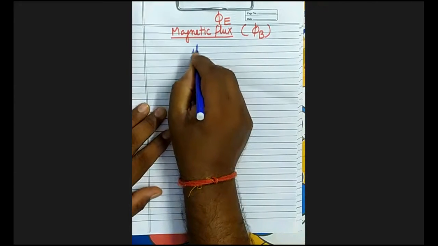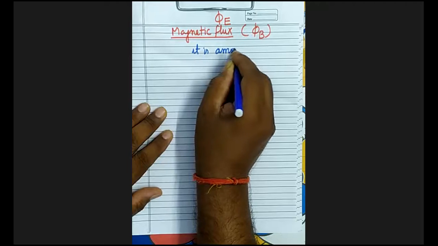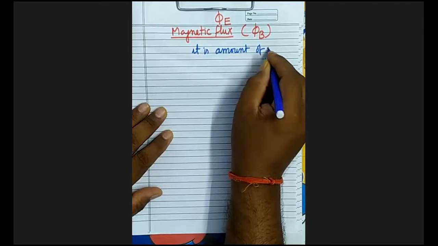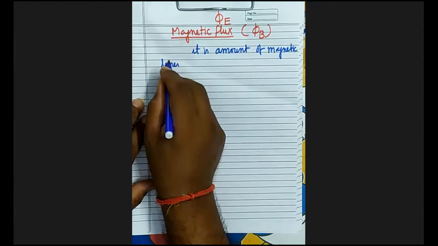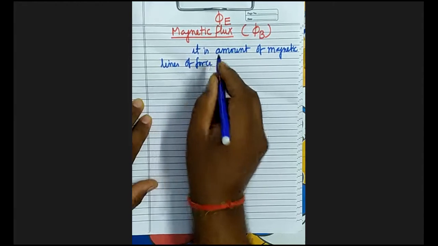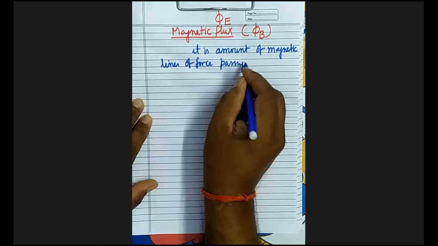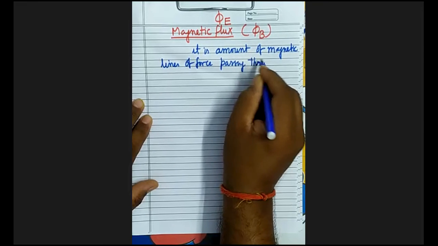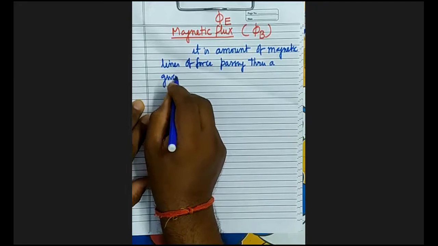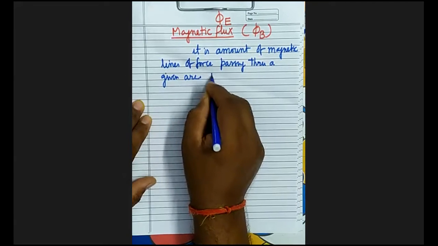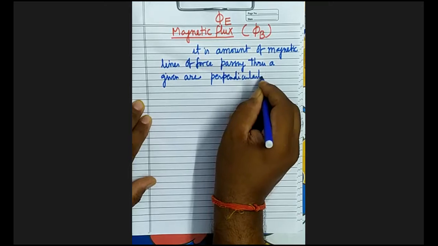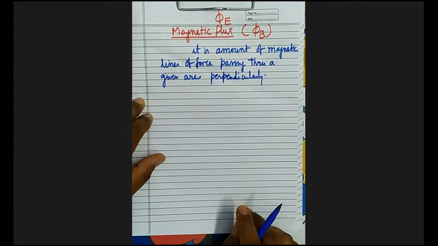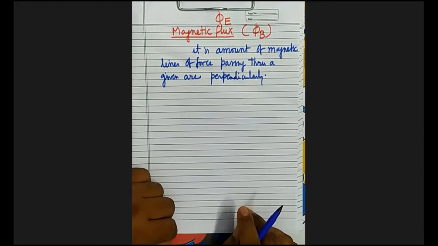It is the amount of magnetic lines of force passing through a given area perpendicularly. It is called the magnetic flux.